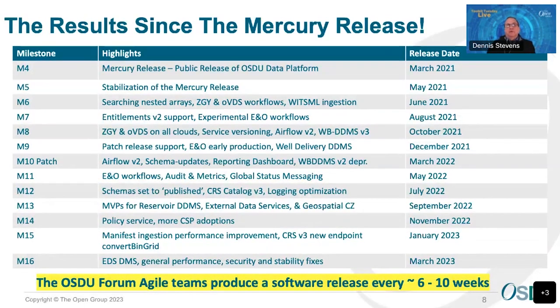I won't get into all the details of what the highlights are, but I think the key takeaway is what you see in the data platform is the constant growth every 6 to 10 weeks through the agile development process in our open source development by the members. They're delivering a new software release about every 6 to 10 weeks that is continually increasing the capabilities of the data platform.